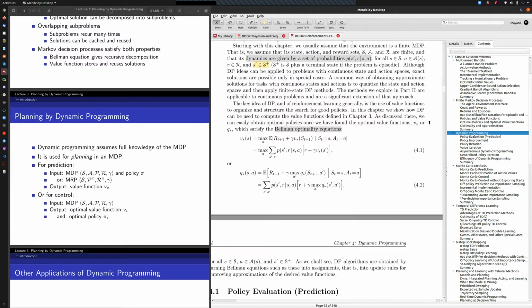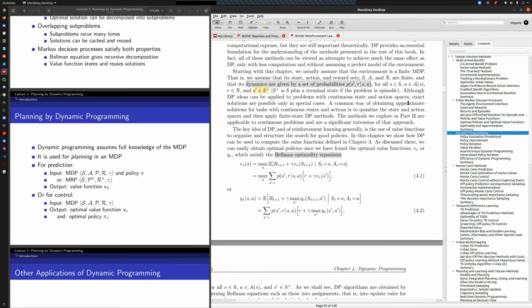Excuse me, regarding this point, I didn't fully understand what it means that for continuous tasks, actions can be quantized. Could you maybe explain? No, I mean, it's written there: a common way of obtaining approximate solutions for tasks with continuous states and actions is to quantize the state and action spaces. What is meant by that? What will be the solution for continuous states?